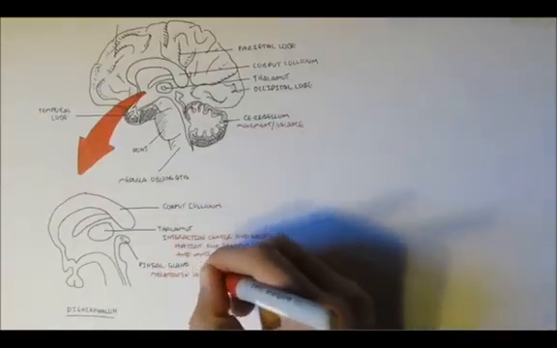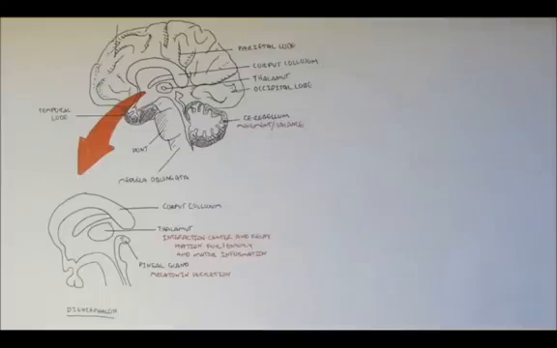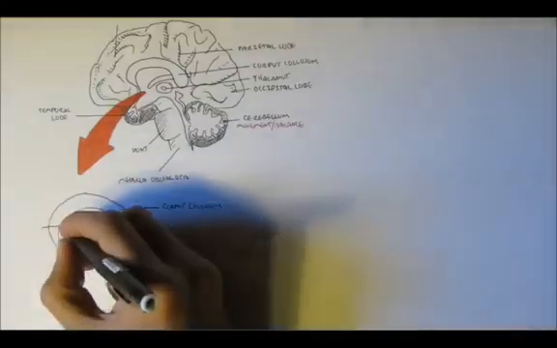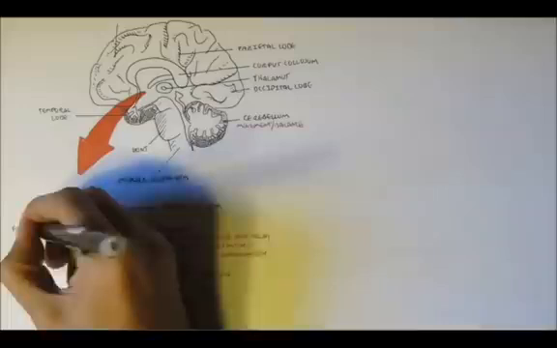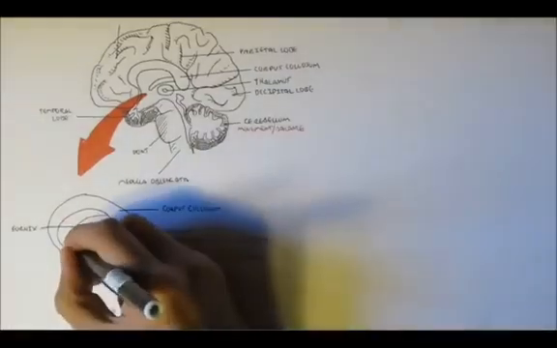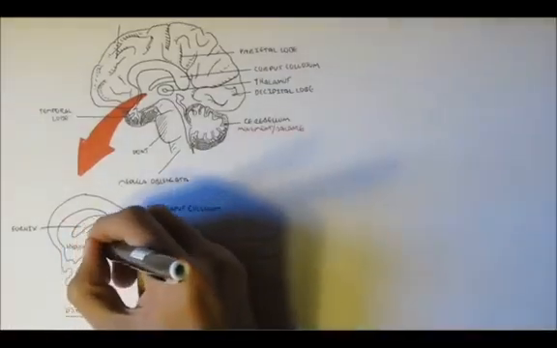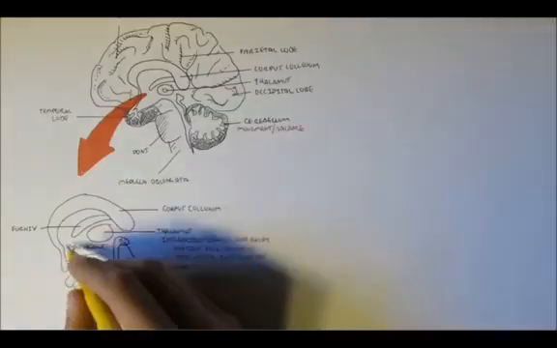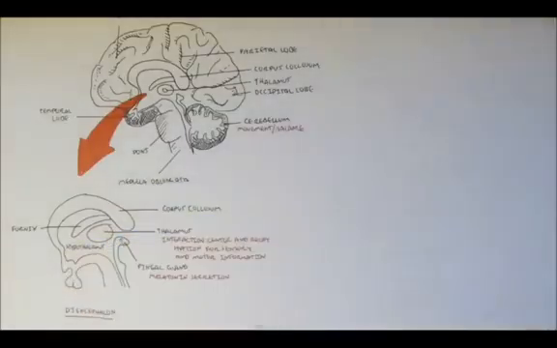Now, right next to the thalamus is what's referred to as the pineal gland or epithalamus, and it secretes a hormone called melatonin. Above the thalamus, which actually wraps around the thalamus, is the fornix, and it's important in the limbic system. And around this area is also the hypothalamus, which is a major endocrine gland.